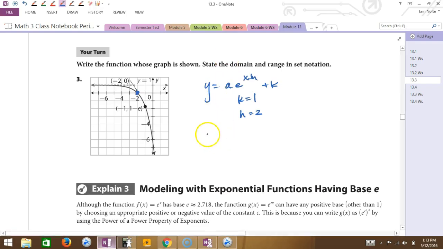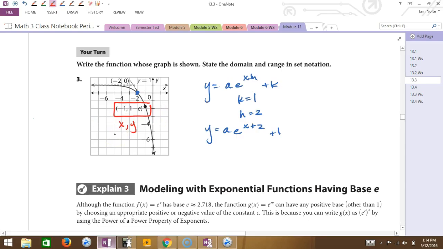Okay, so as of right now, I know y is equal to a times e to the x plus 2, plus 1. So we're looking for the a value. At this point, I'm going to use this point right here as an x, y, and plug that into my equation so I can solve for a. We keep doing this over and over; it's in every section, this idea of coming up with the equation.